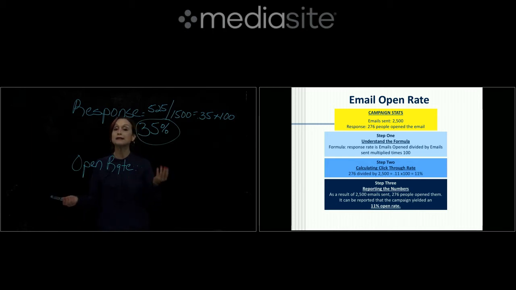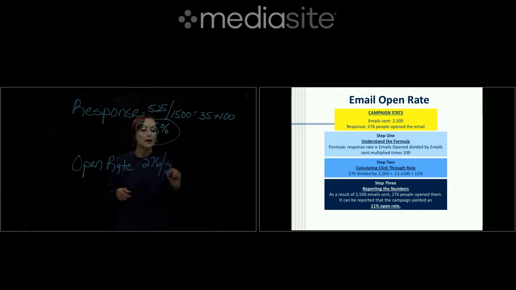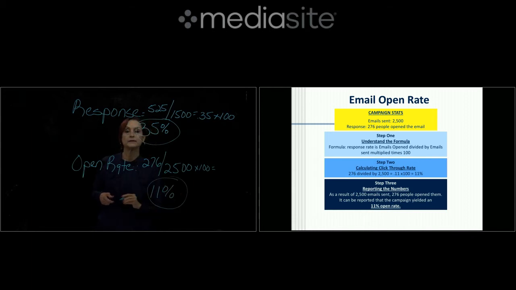So now let's calculate the open rate. The formula for open rate is emails opened divided by emails sent times 100. So in this case, 276 people opened the email out of the 2,500 emails sent, times 100, because this is a percentage, so you got an open rate of 11%.